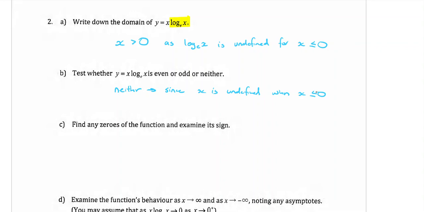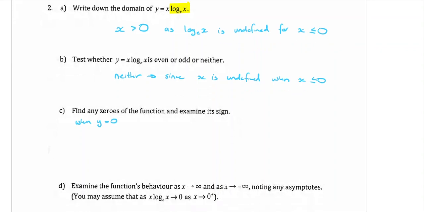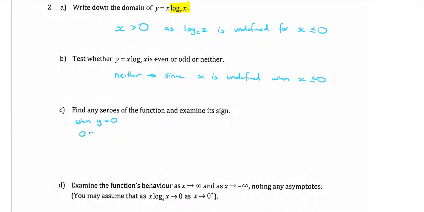Part C. Find any zeros of the function and examine its sign. Zeros, intercepts, which is when y equals 0. That's my x-intercepts. That would mean that 0 equals x log e of x. What are my solutions to that equation? Null factor. There's two things timesed there. Either x equals 0 or log e of x equals 0.